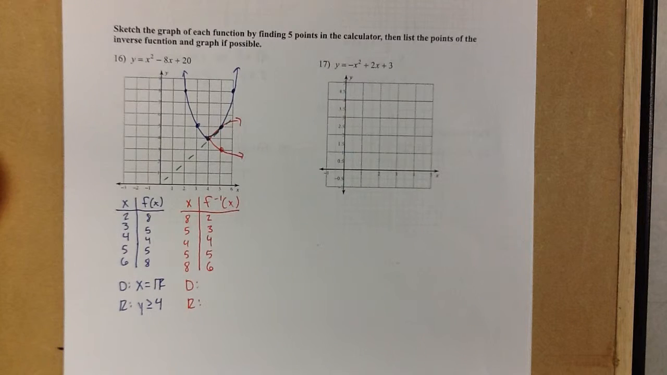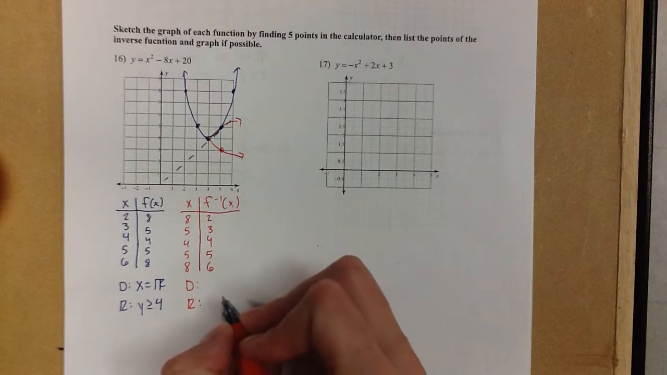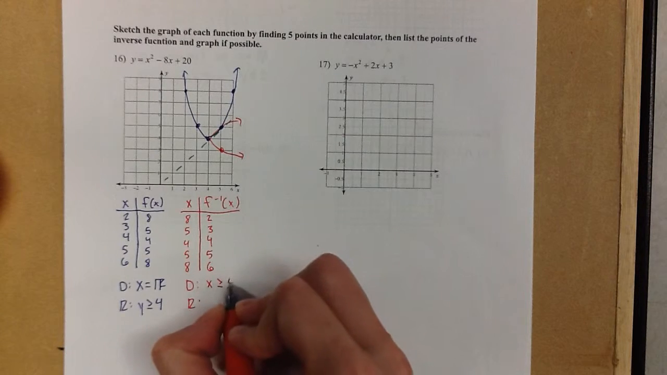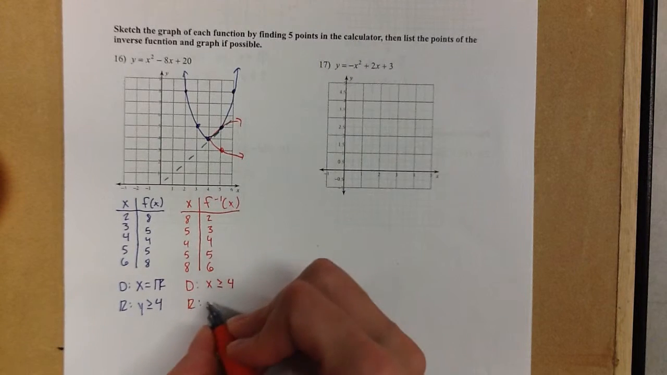Now we look at the red one. What's the domain of the red one, or the inverse? X is greater than or equal to 4 because it's actually touching 4. And then what's your range? All real numbers.